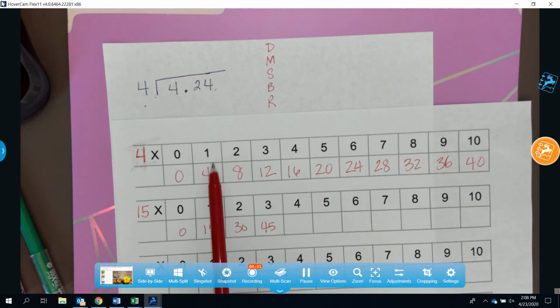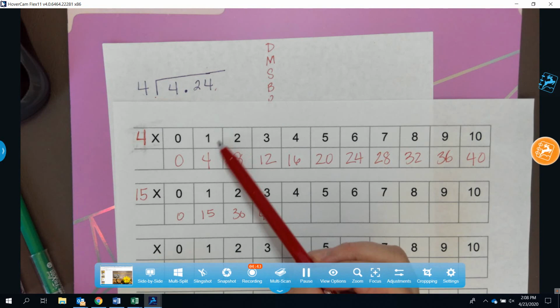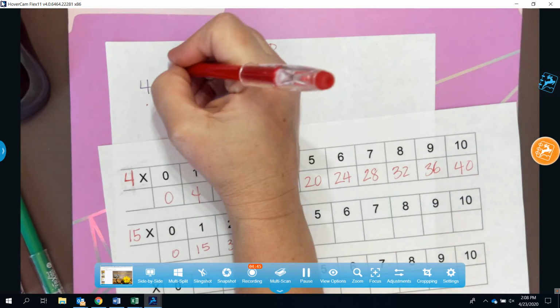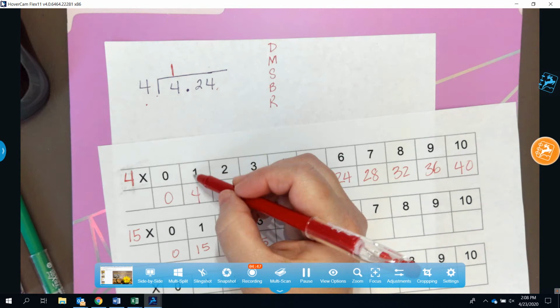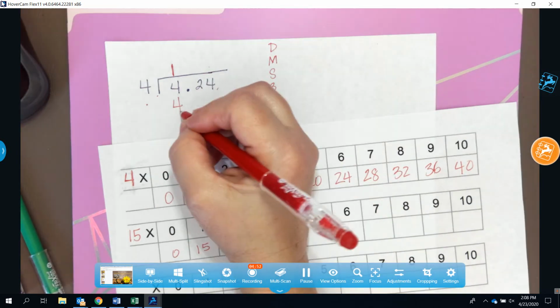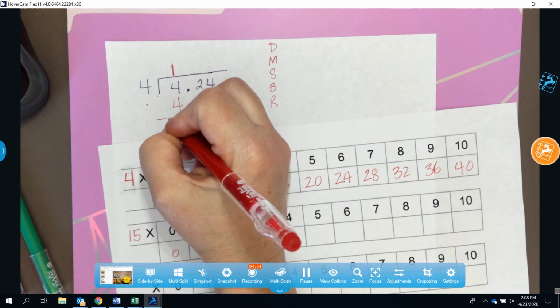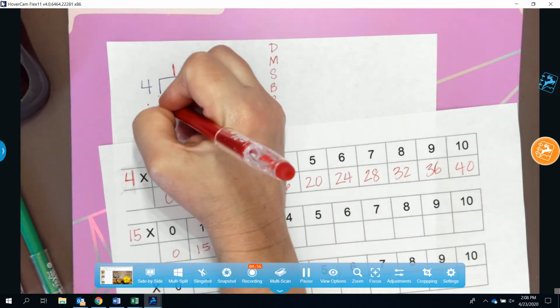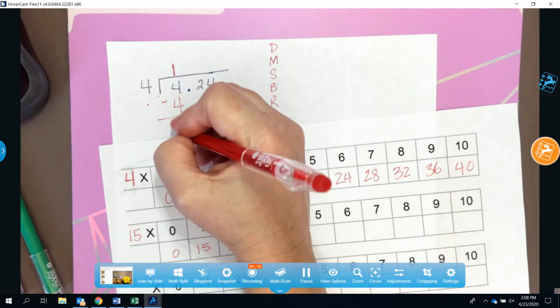All right, so the answer on top, the number here on top is 1, so the 1's going to go on top here. So 4 times 1 is 4. The number on bottom goes on the bottom here. You guys remember all that. Next step is subtract. That's a 0.